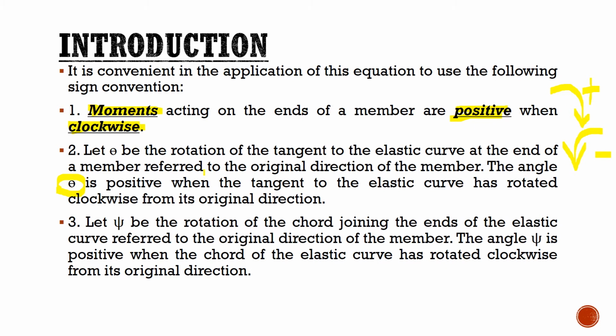Then how about for the psi, or the rotation of the chord joining the ends of the elastic curve referred to the original direction of the member. So the angle psi is positive when the chord of the elastic curve was rotated clockwise. So it's the same again. If angle psi is rotated clockwise, then it is positive. Okay? So remember this in SDM. Clockwise is positive.